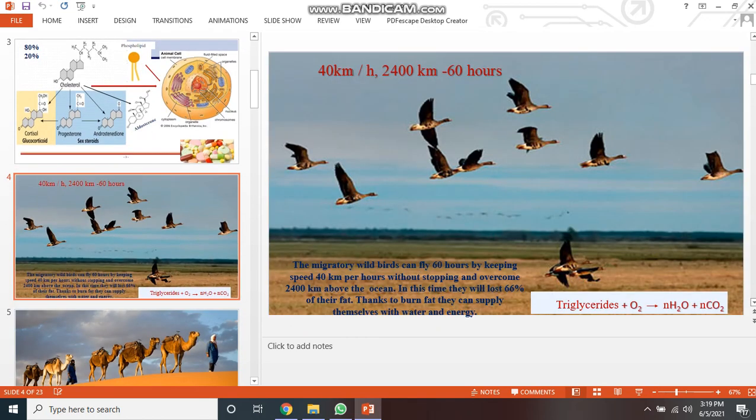Now we can talk about migratory birds. A wild bird can fly at a speed of 40 km per hour without stopping and cover 2400 km above the ocean. In this time, they will lose 66% of their fat. Thanks to burning fat, they can supply themselves with water and energy. Triglyceride plus oxygen converts into water and carbon dioxide.